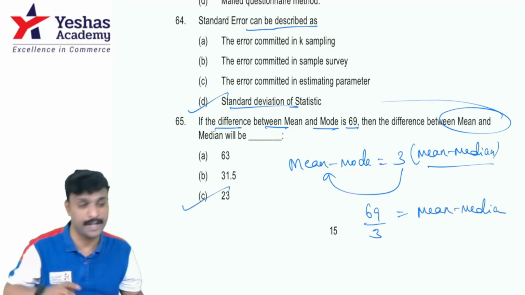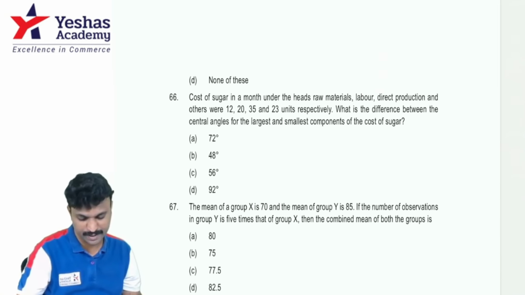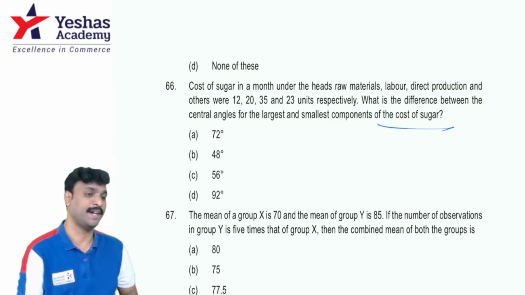69 by 3 is 23. Option C is the right answer. Guys, 66th question, it's one of our material questions.